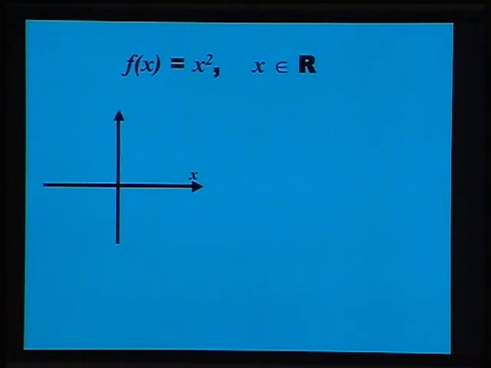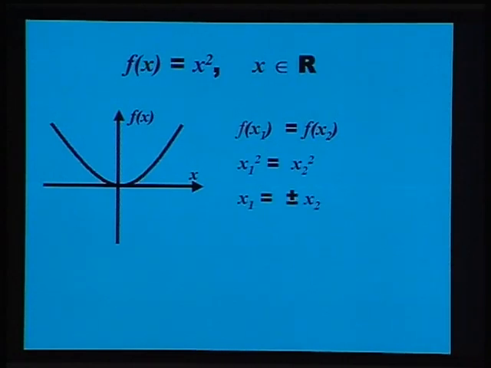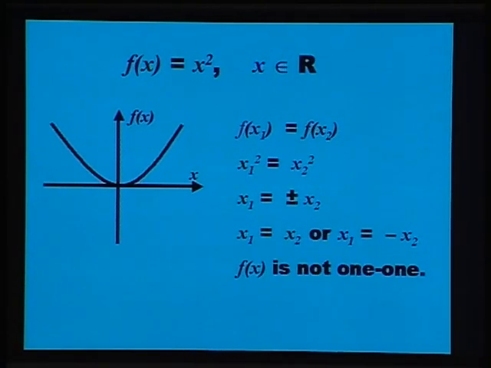We have seen the graph, and f(x) using the horizontal line test was shown not to be 1-1. Now, we are applying the analytical method. We start by saying let f(x1) = f(x2). So x1 squared will be equal to x2 squared, from which x1 is equal to plus or minus x2. So we find that x1 is equal to x2, or x1 can also be equal to minus x2.